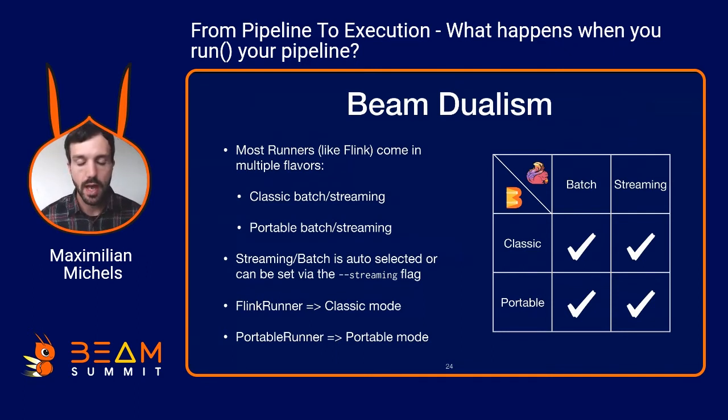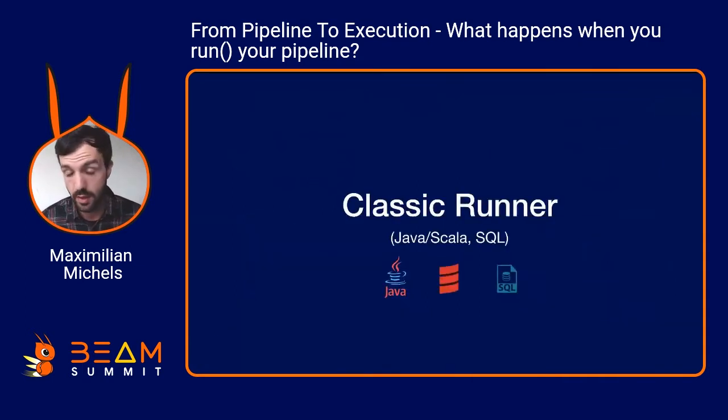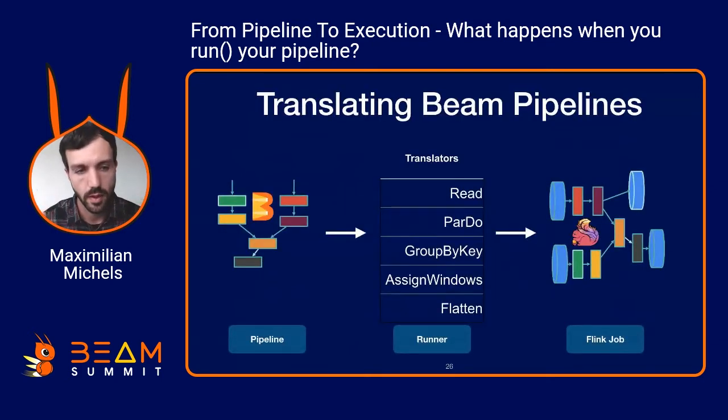We also have this classic mode and the portable mode, which I will now go over. So we have like 4 translators. Doesn't matter unless you're working on Beam, but I thought it would be interesting to mention. Let's start with the classic mode, which was just Java, and then we will see how the portable mode is just an extension of that. So how does it work? Well, we have the Beam pipeline in protobuf, and we have the translators, which are defined in the runner, and then we end up with a Flink job, or a Dataflow job, or any other runner's job.